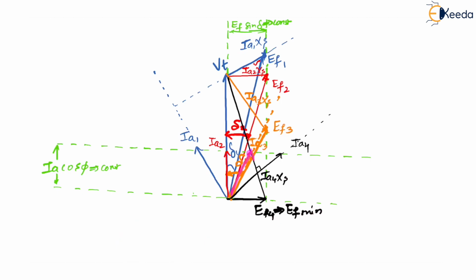Yes or no? Yes. Now if you see here, if you think of this Ef1 which is there here, correct? What is Ef1 cos delta? Ef1 cos delta1 will be here, no?